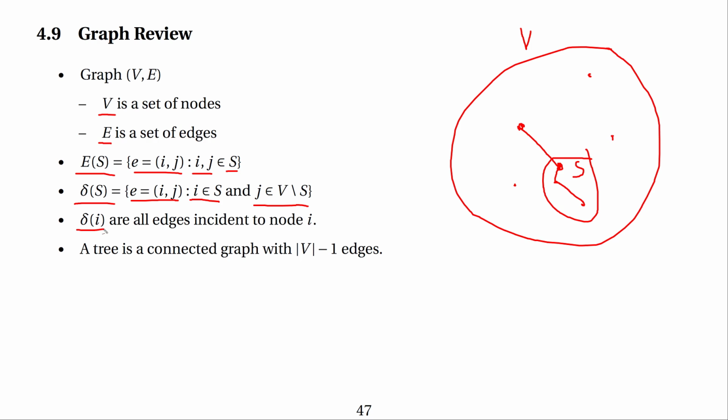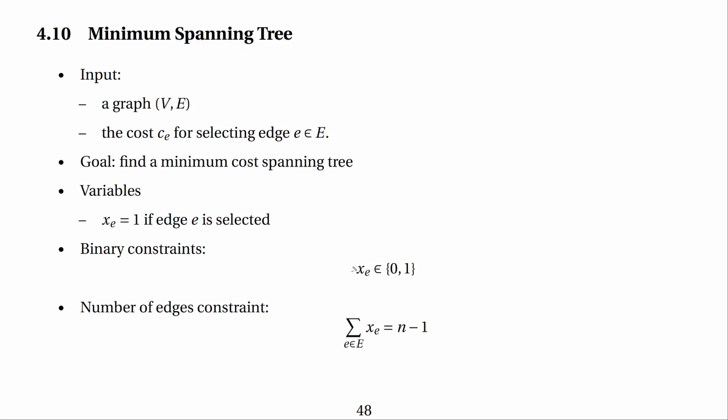Delta i are all the edges incident to a node. A tree is a connected graph with n-1 edges. If we have a graph with 10 nodes and 9 edges and the graph is connected, it has to be a tree.